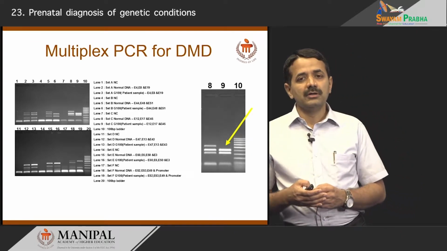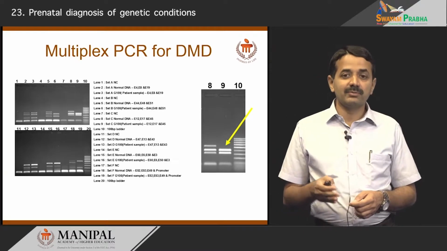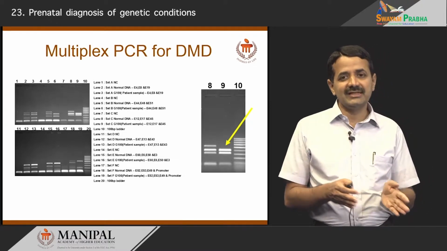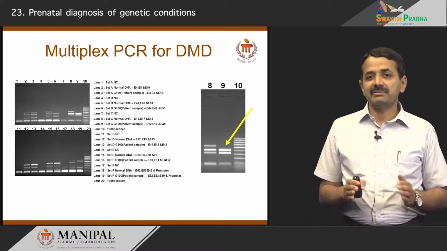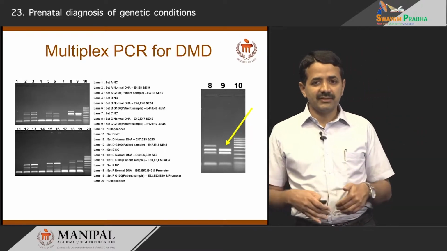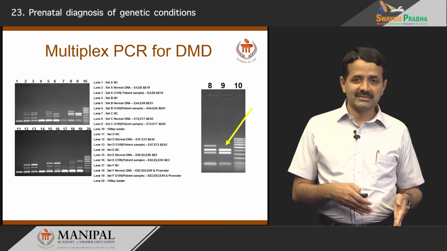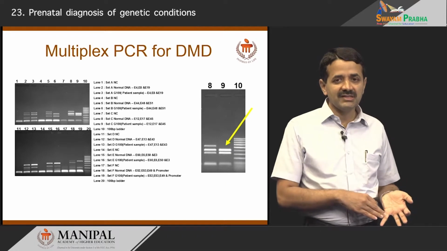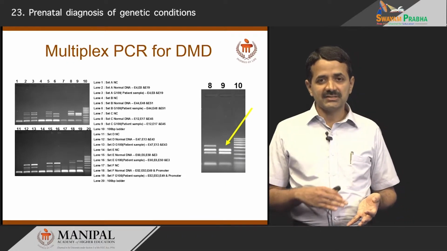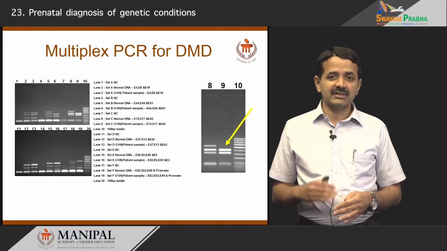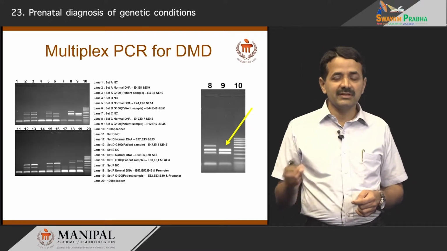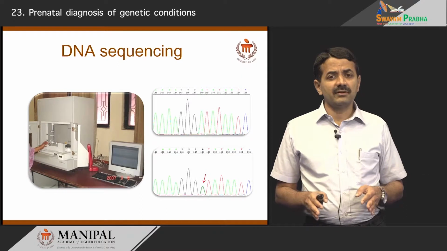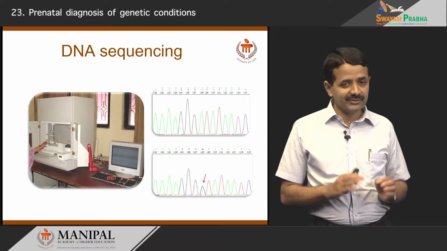We now have MLPA, multiplex ligation dependent probe amplification, that can also be used. There are several techniques. This is using gel electrophoresis. We call this multiplex PCR, where we do several PCRs in one tube and detect whether the unborn baby has Duchenne muscular dystrophy. We do this test when the mother has a previous history of a son being affected with this condition, or a brother affected, or a maternal uncle, because you must know this is an X-linked recessive condition.